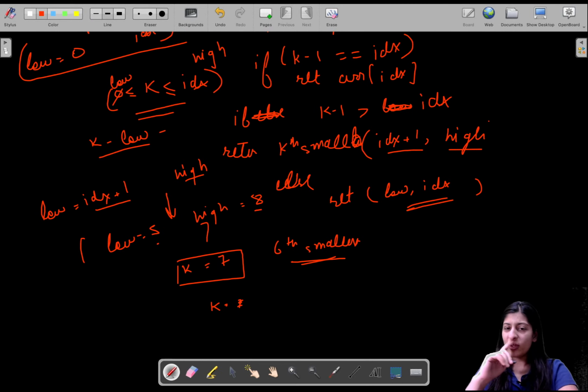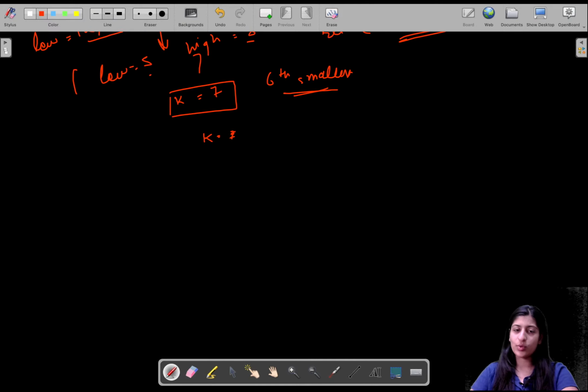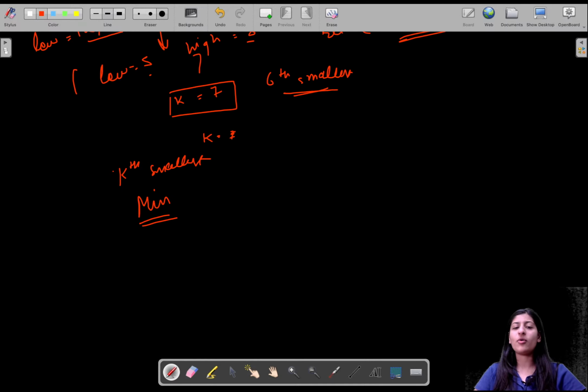If you have trouble using recursion, I told you there are other approaches as well. The best method to solve this problem is using a min heap or max heap, depending upon the problem. Since here you want the kth smallest element, you can use a min heap. In a min heap, the top of the heap gives you the smallest element, and as you keep removing, you keep getting the kth smallest element from the min heap. So this is one approach that you can use.